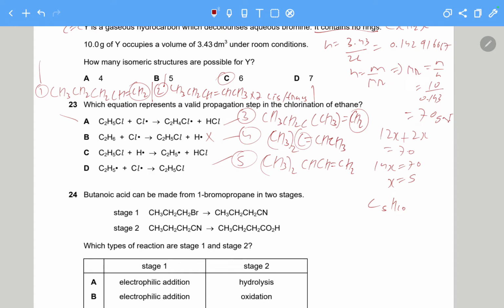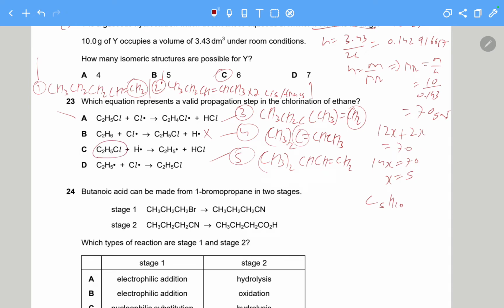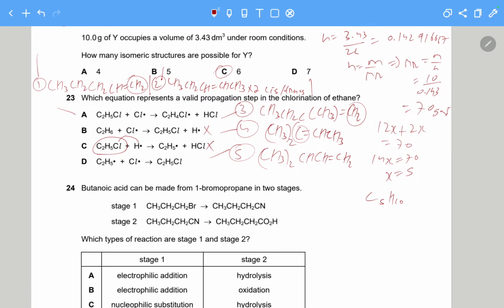C2H5Cl plus a hydrogen free radical gives C2H5 plus HCl. This is an inhibition step, not a propagation step, because an inhibition step is basically when the compound is going back to what it was initially. So C2H5Cl receiving an H free radical to kick out the chlorine free radical. So this is just inhibiting the process of chlorinating the ethane. And the last one, C2H5 plus Cl gives C2H5Cl. This is termination because 2 free radicals combine to give one product. So the correct answer is A.